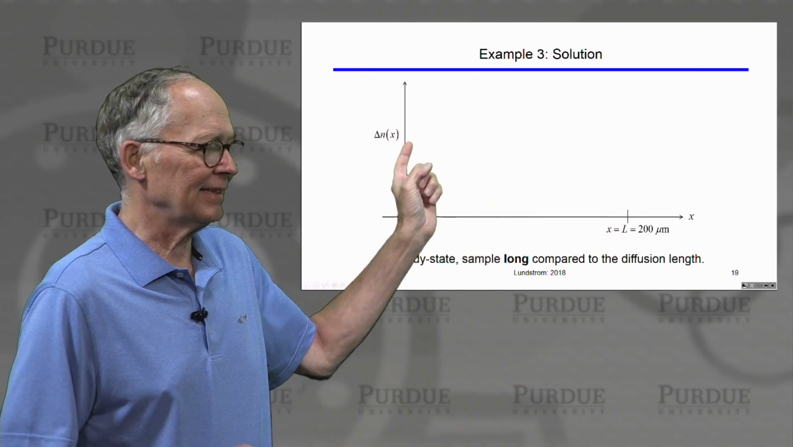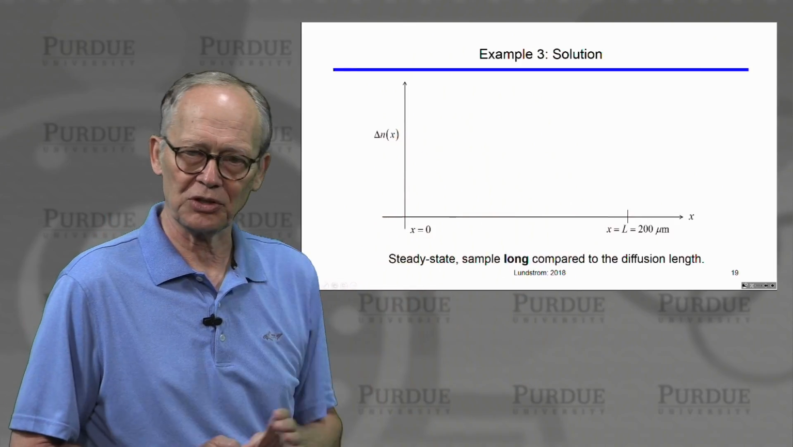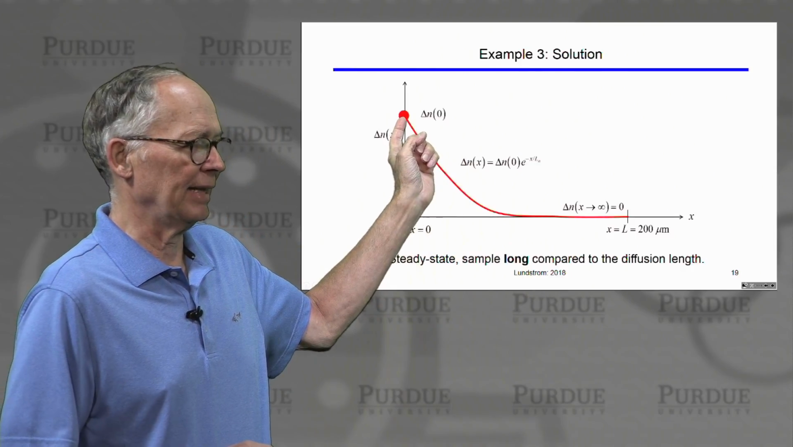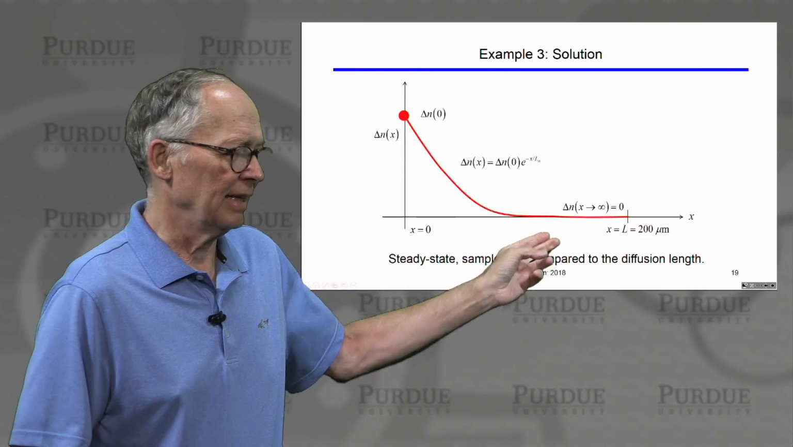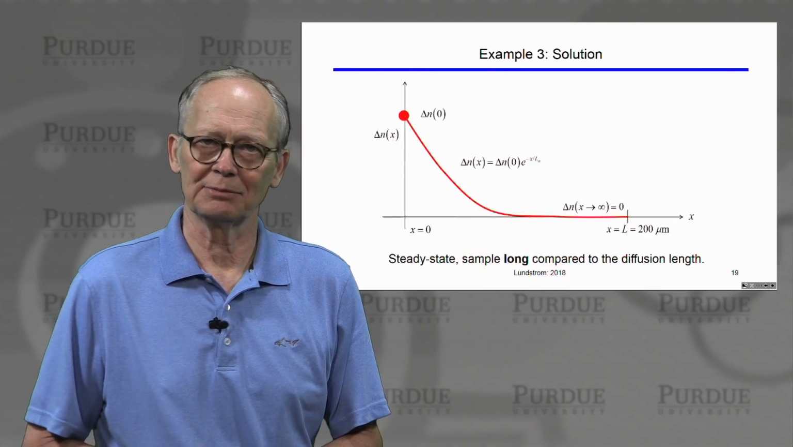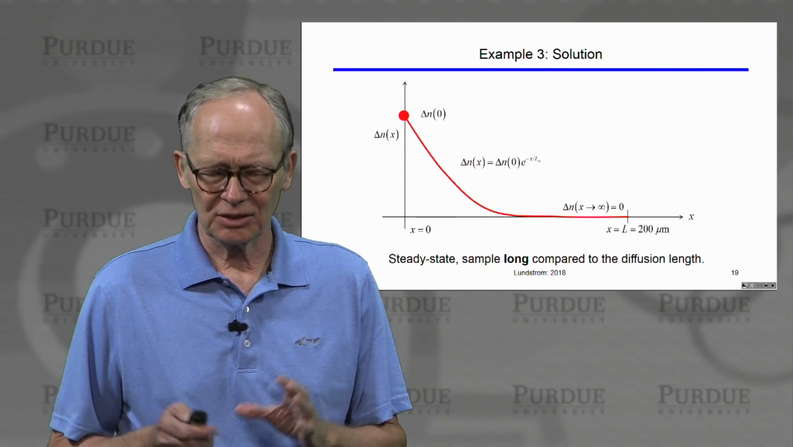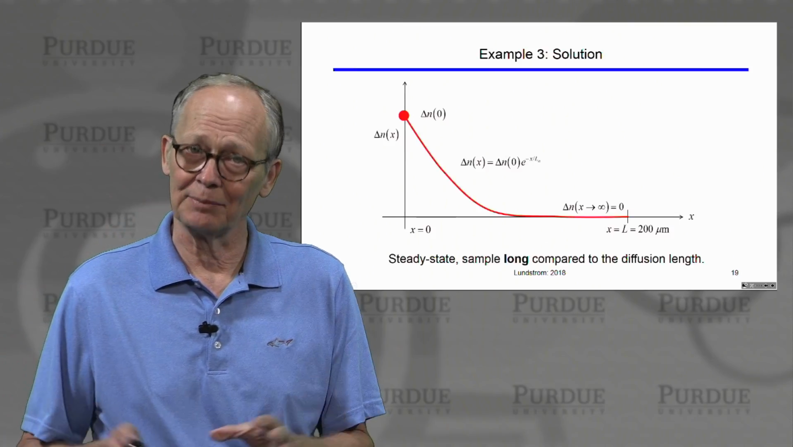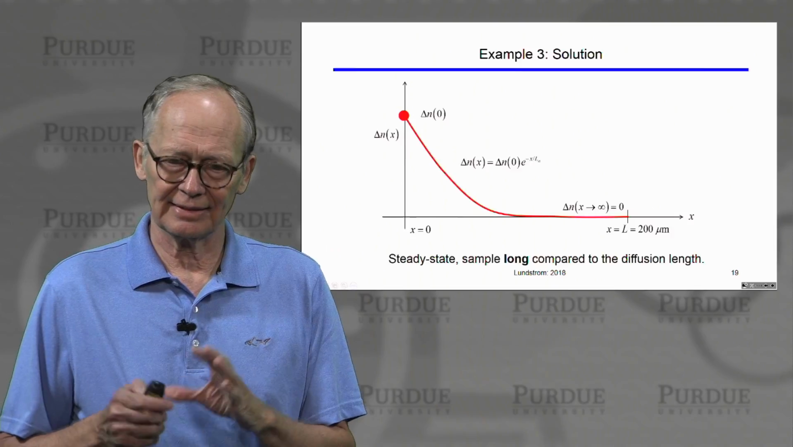If we plot the steady state excess electron concentration versus position in this sample, it'll simply decay from its value at x equals 0 as e to the minus x over diffusion length, and then reach infinitesimal values deep into the semiconductor, essentially 0. So we have nice, simple exponential solutions in space, not in time now. This is a steady state problem, so this is the steady state solution.